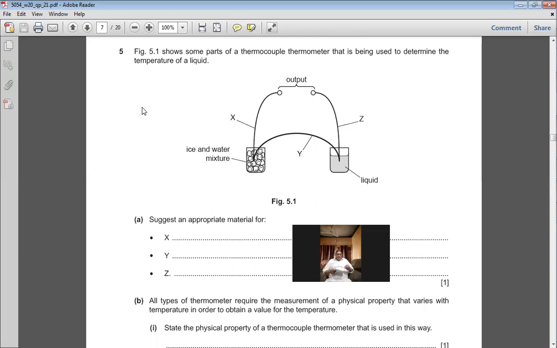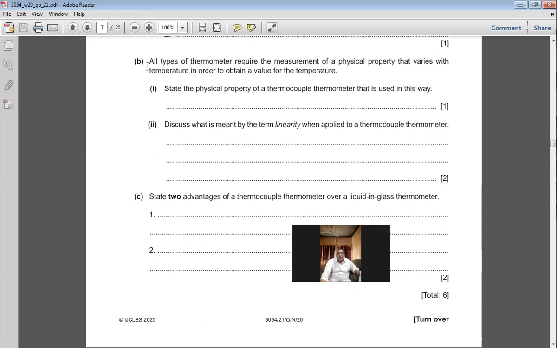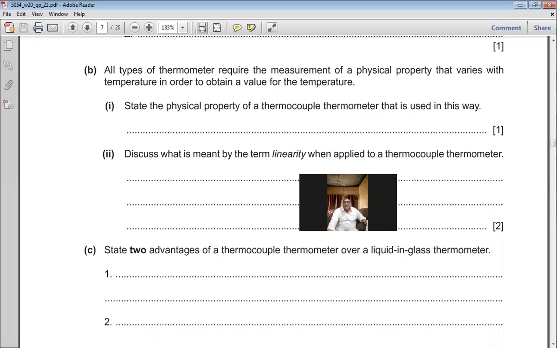So X will be copper, Y will be iron, and Z will be also copper. So this is the first part. I hope you have understood. Okay, so now we are moving to the next part. And he says, question number B, first part.